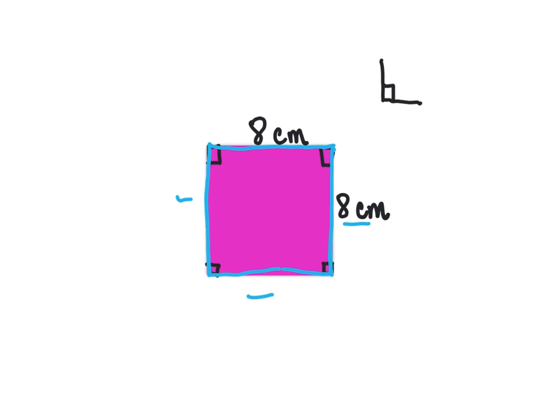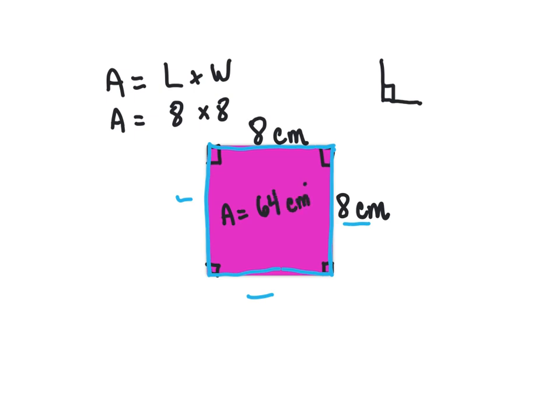So if we used our formula, A is equal to length times width, we're going to put our factors in to find the product. And when we're putting the factors in, we're creating our equation. So we've got 8 times 8, and we know our multiplication. We're going to find a product of A is equal to 64 centimeters squared.